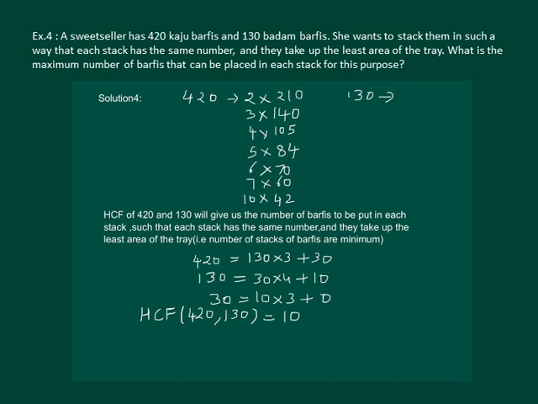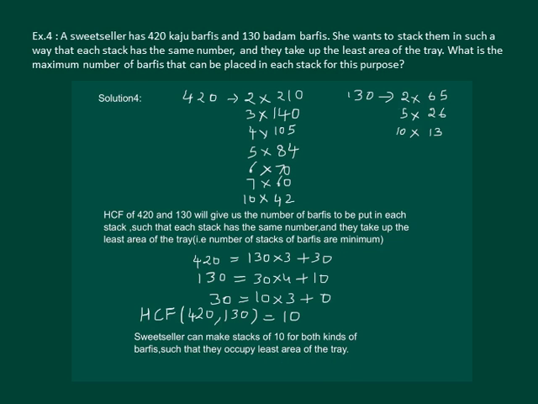This means that the sweet seller can stack each variety of Barfi in stacks of 10, and in that way the Barfis will occupy the minimum space and each stack will have 10 Barfis. Just for the explanation's sake, let us understand, if we had taken the factors of 130 also, then the common factors of 420 and 130 would be 2, 5 and 10.